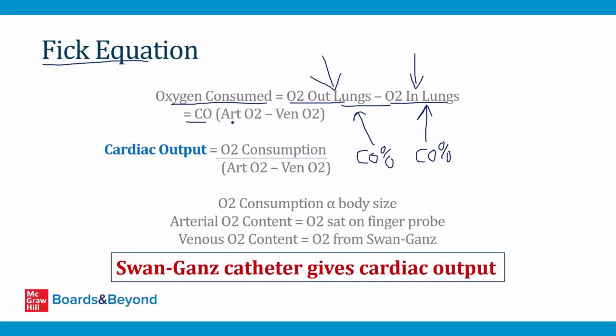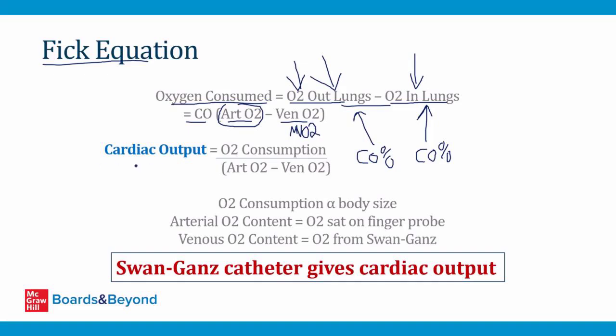The cardiac output times the arterial oxygen concentration. This is the concentration of oxygen in arterial blood that has just left the lungs. It's this number right here, minus the venous oxygen concentration. And this is the mixed venous O2 that we just talked about. You can get this number from the Swan-Ganz catheter.